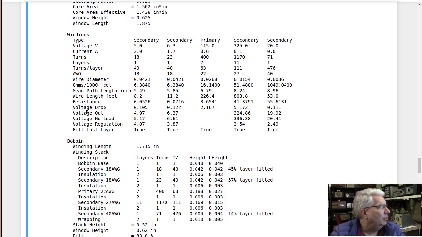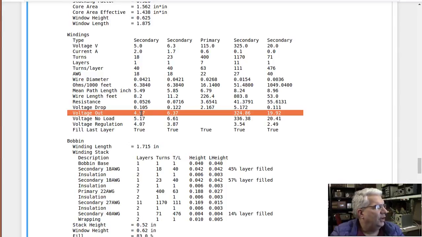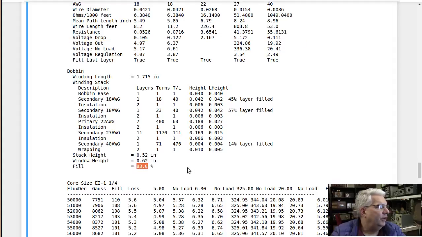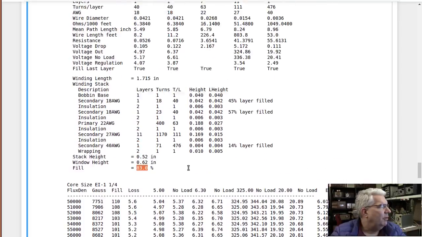Here are the voltage outputs that we're going to get. We're going to get 4.7 and 6.37. This is pretty good for the filament voltages. 324.86. So this design actually worked pretty well at 75K flux density, and our window fill is 83. All right. Well, can we do any better than this?